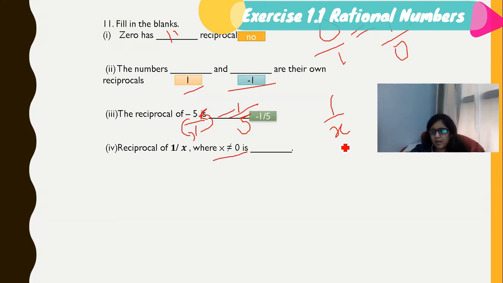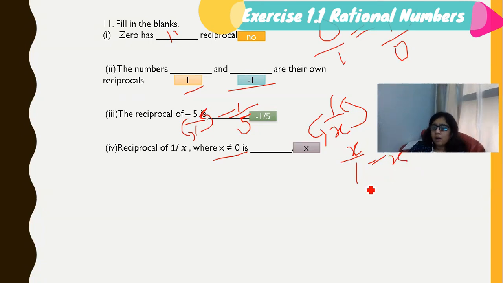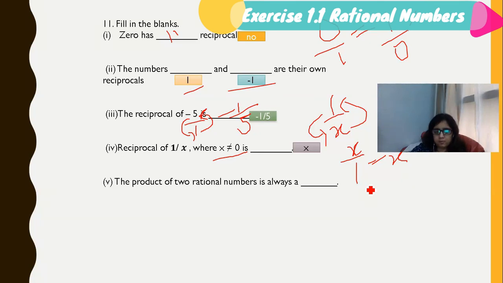Here x can be any number, suppose 1, 2, 3, any number. But we have to find the reciprocal of this number, that is 1 upon x. What we will do in this question, we will change the numerator value to the denominator and the denominator value to the numerator. So our answer will be x. Why x? Because when we change these numbers, we will get the answer x upon 1, and x upon 1 is x, because 1 has no value if it is in the denominator position.